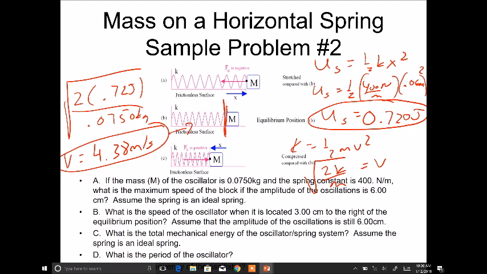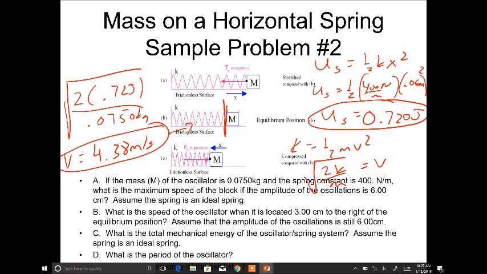Now, part B, we want to know what's the speed of the oscillator when it's located 3 centimeters to the right of the equilibrium position. Assume that the amplitude of the oscillations is still 6. Some of you are going to fall into a trap. Some of you are going to say, well, it's halfway there, so its speed is going to be half of the maximum speed. So you would write down 2.19 meters per second. The problem is you would be wrong. And the reason you would be wrong is because the restoring force is not linear. The restoring force is higher at maximum stretch and decreases dramatically as the object moves back toward the equilibrium position.